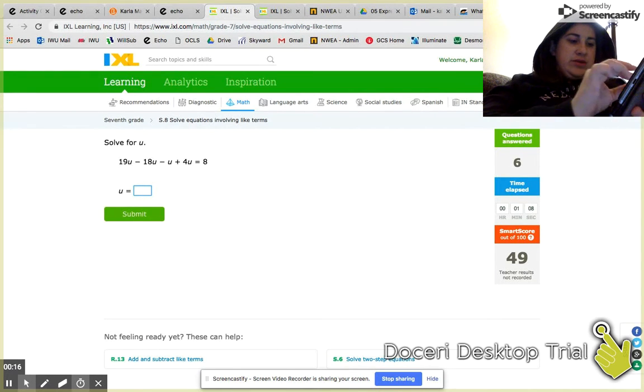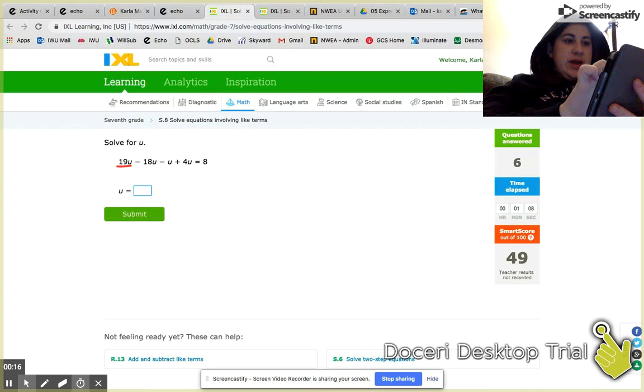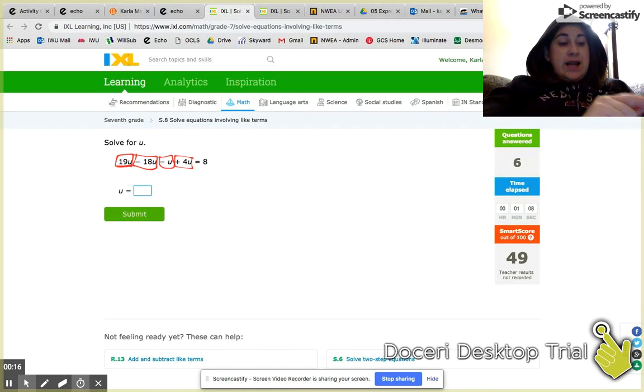If I write this out, what I have to do is combine the like terms before I can solve the equation. So if you guys notice here, I have 19u, I have negative 18u, and then I have negative u, and positive 4u, and those all have u in it, which means that they are like terms.